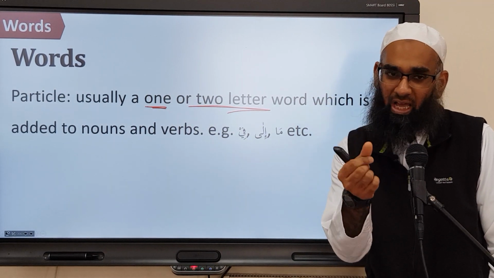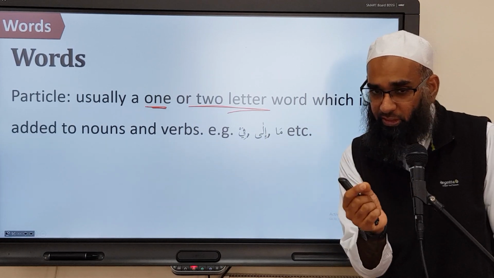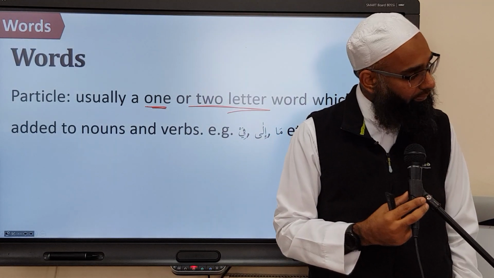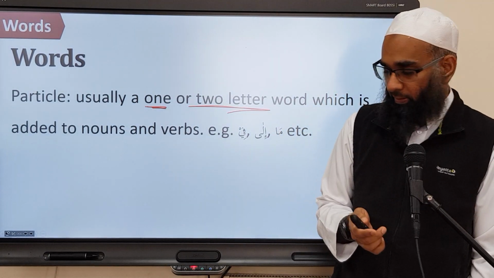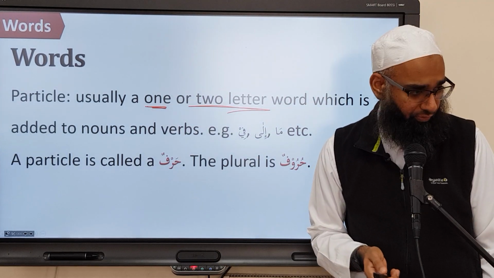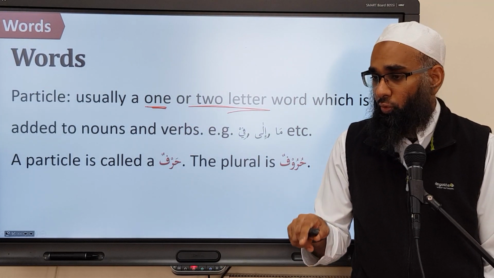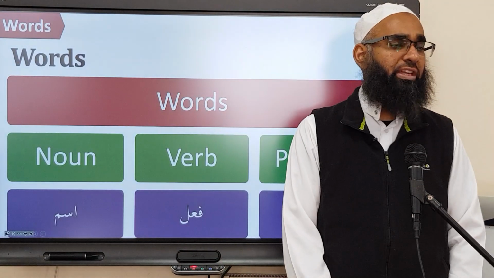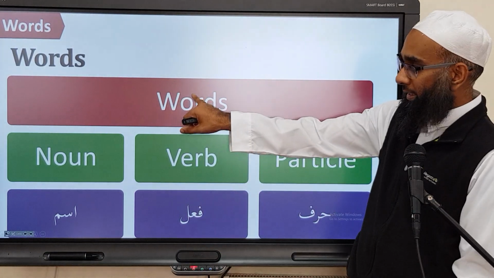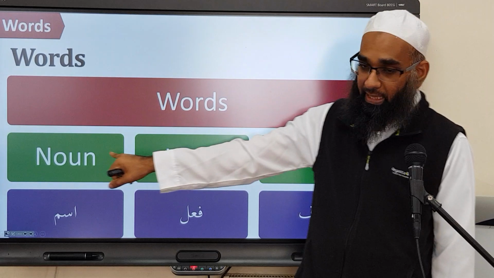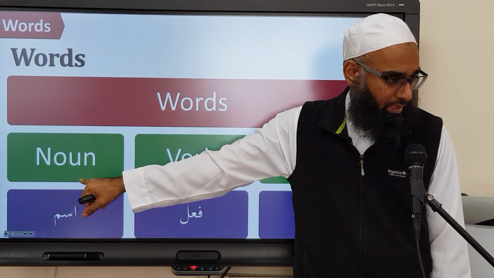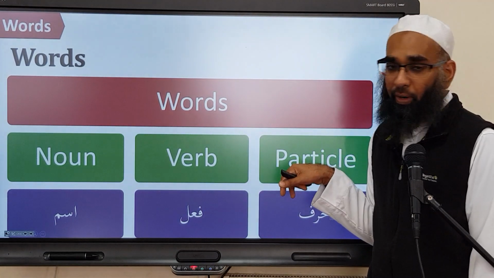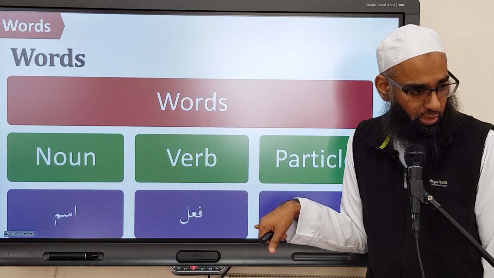So we know a noun has alif lam or tanween. Verbs have fixed patterns, which you will do in the sarf and tasrif lesson. And anything with 1 or 2 letters, you call it a particle. Okay? And in Arabic, you call a particle a harf. And the plural of harf is huruf. So now we've completed the table. So before you finish, let's recap. What's a word? Kalima. Plural of kalima is kalimat. A noun is ism. Plural of ism is asma'. A verb is called fe'lun. Plural of fe'lun is af'alun. A particle is harfun. And the plural of harfun is huruf.